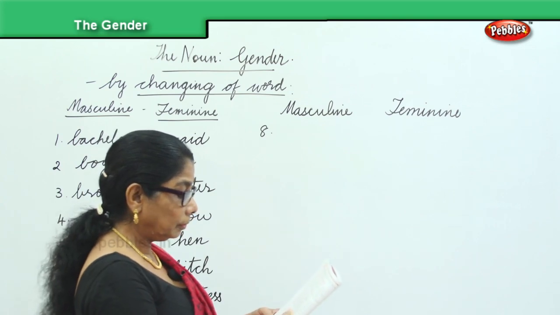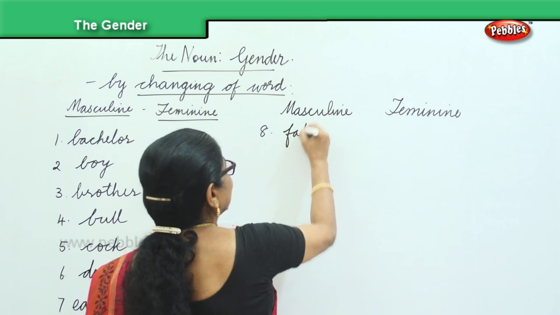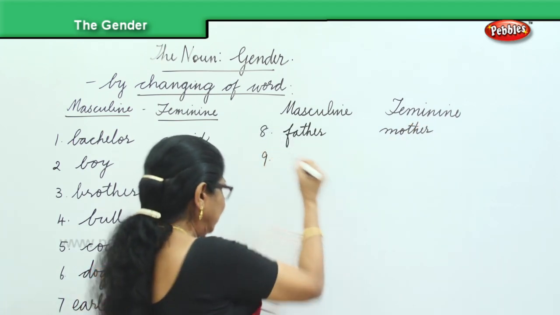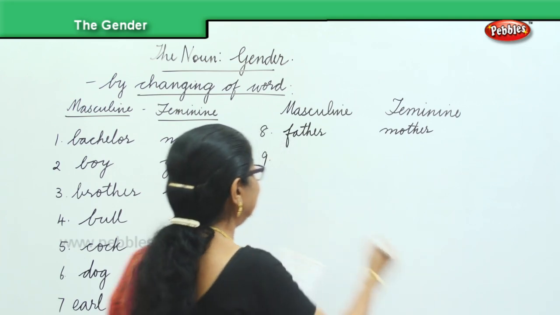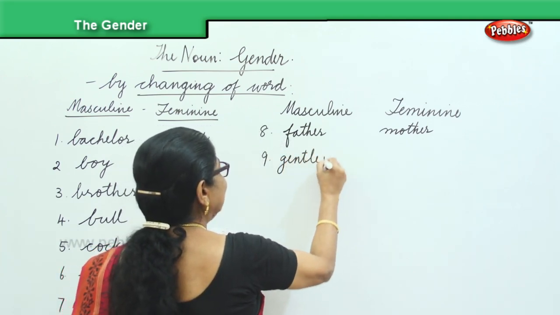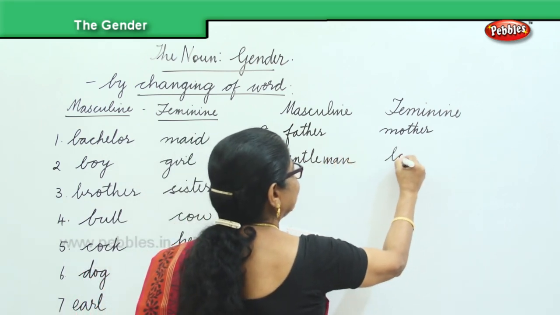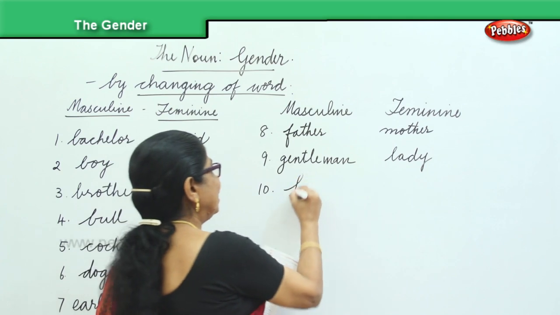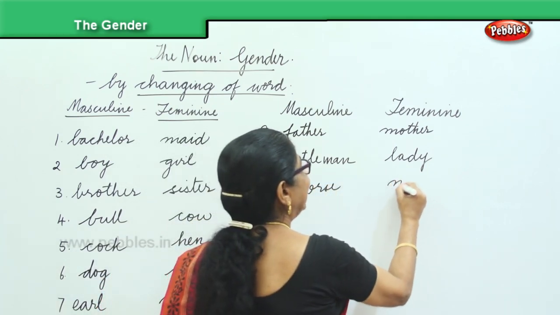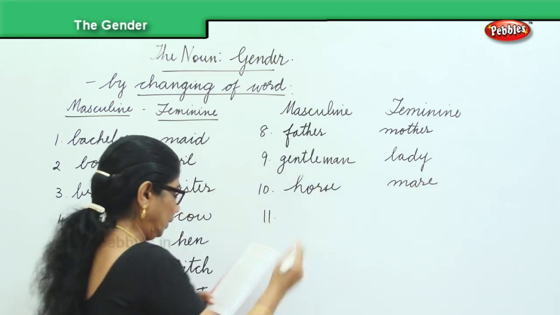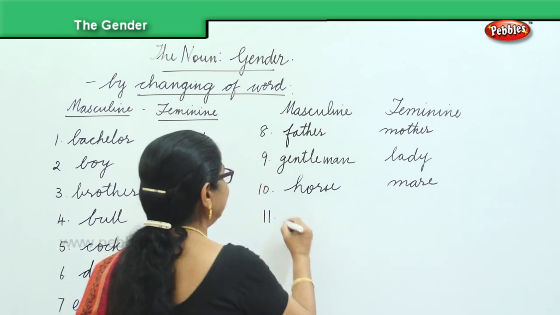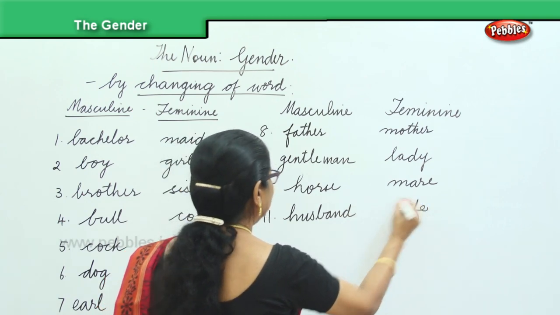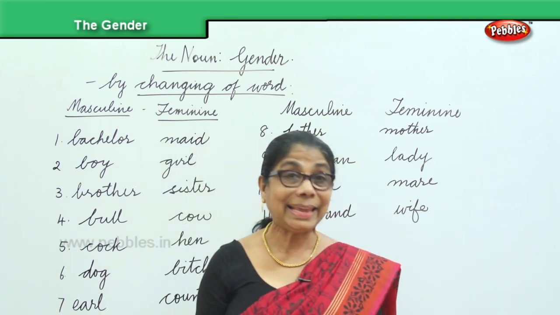Next we have father, mother. Yes, father, mother, gentleman, lady. Gentleman, complete change, lady. Next. Horse, mare. Then we have husband, wife. Husband, complete change, wife. Next. King, queen.